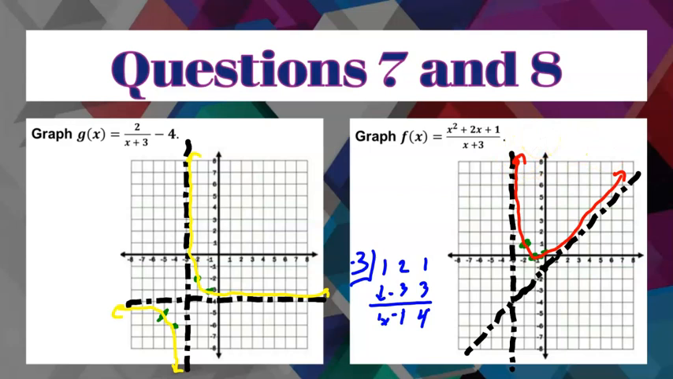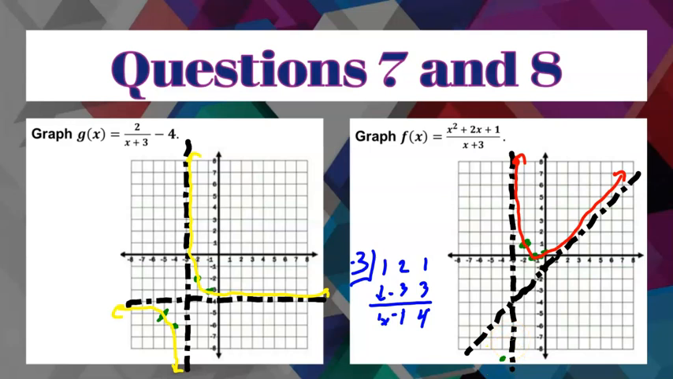Now the second half, I need to choose a couple points on the left-hand side of the vertical asymptote. So if I put a -4 in for x, -4 squared is 16. 16 minus 8 is 8. 8 plus 1 is 9. And then if I put a -4 down here, -4 plus 3 is -1. So I got 9 divided by -1, which is -9. So I have -4, -9, which would be down here.